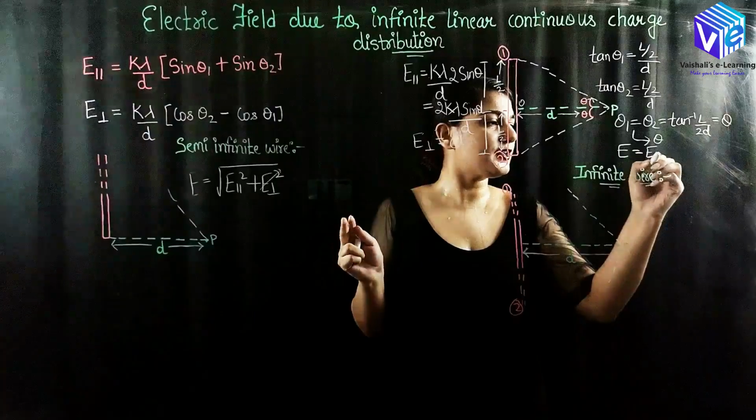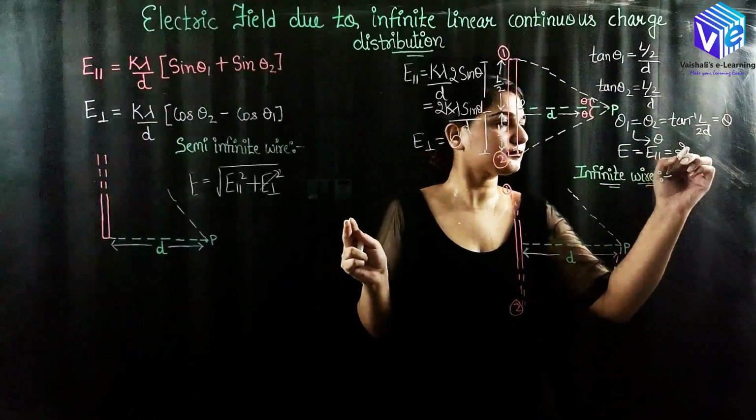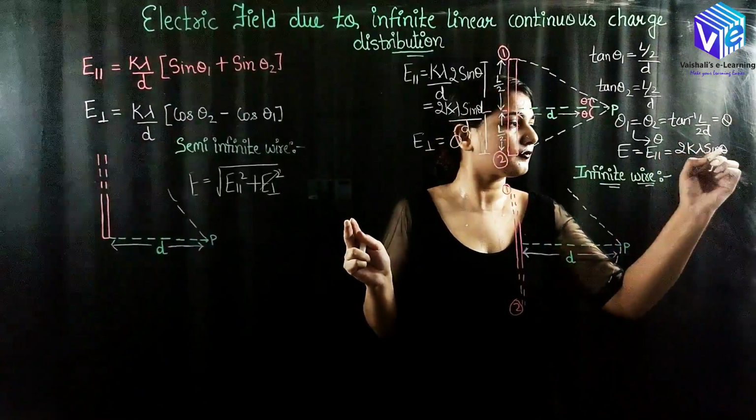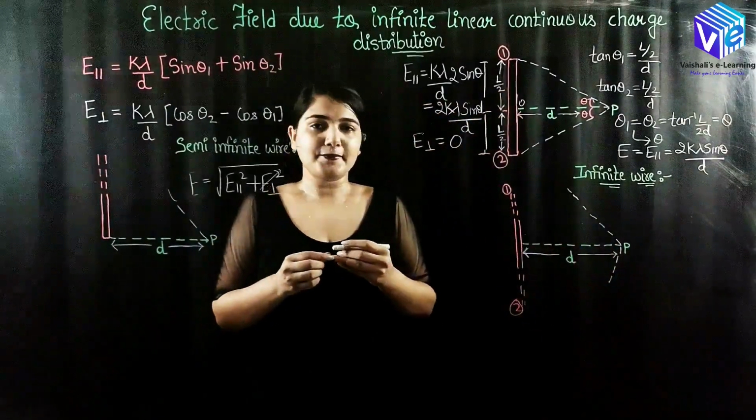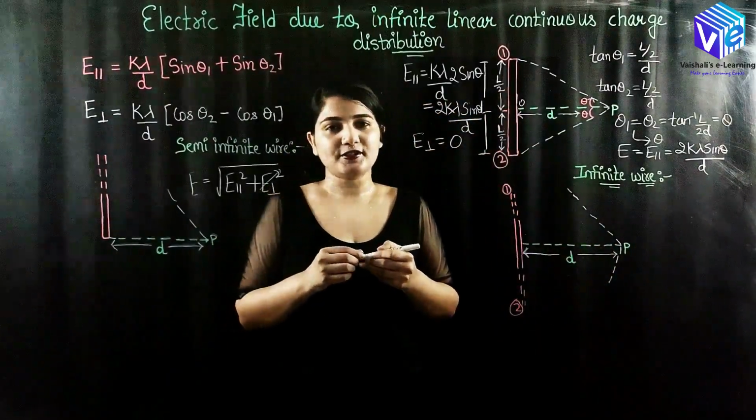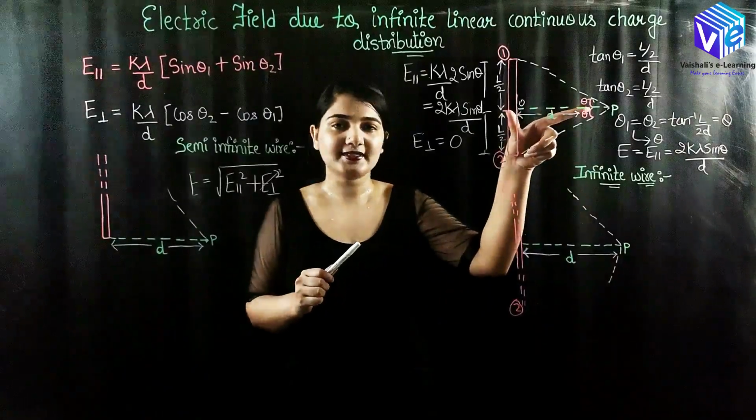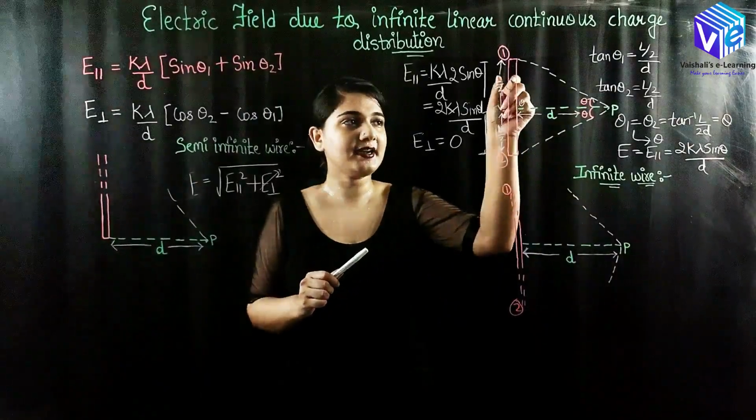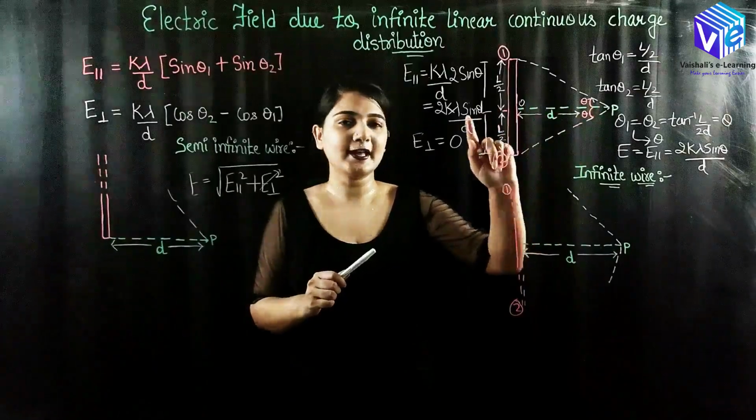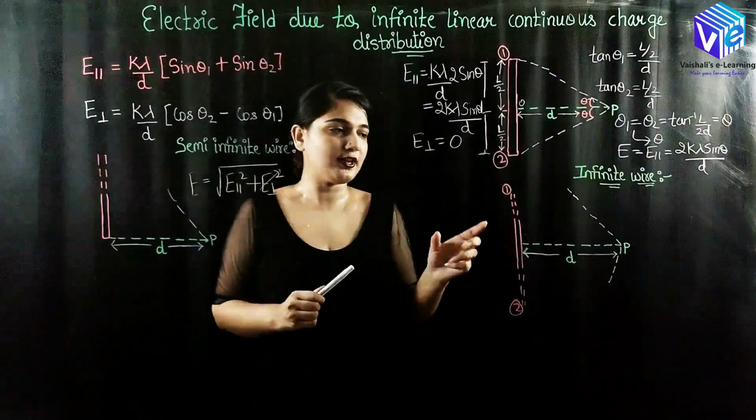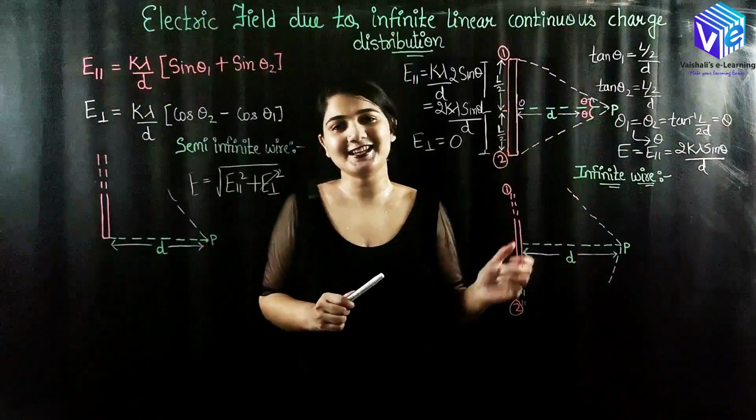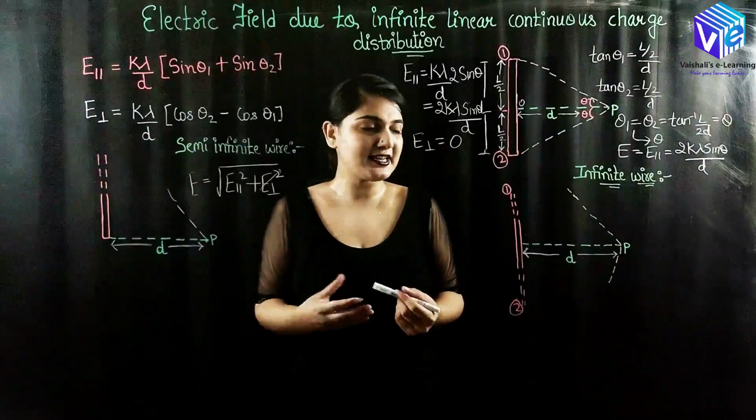So E is equal to E parallel is equal to 2k lambda sine theta upon d. So this is how I can find out the electric field for this case. Here we had the axis in the middle of the line charge distribution. This is also a special case of this only. I will be telling you how.